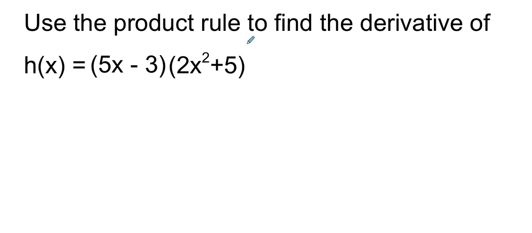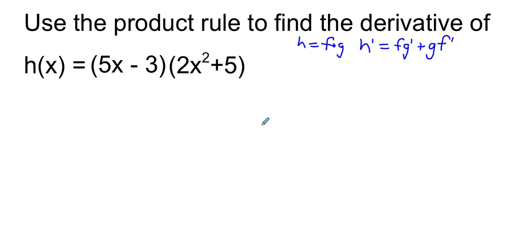What's up, guys? We're going to use the product rule to find the derivative of this function. And so if you remember, if we have a function h equals the product of two other functions, f times g, h prime is going to equal the first times the derivative of the second plus the second times the derivative of the first.